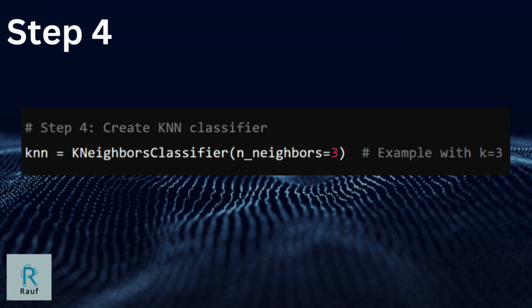Now step 4. In step 4, we create the KNN classifier. Here you can see I create the K neighbors classifier with neighbors of 3. This is the K value. You can put any value here, like 5 or 6, but mostly we use 3 or 5.